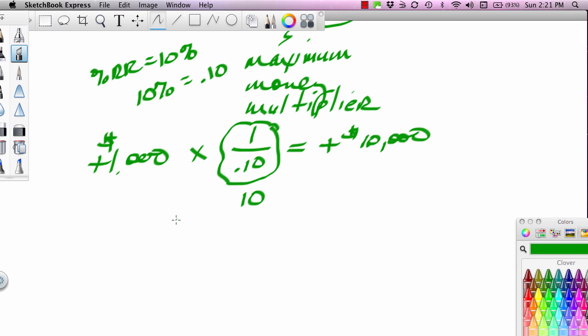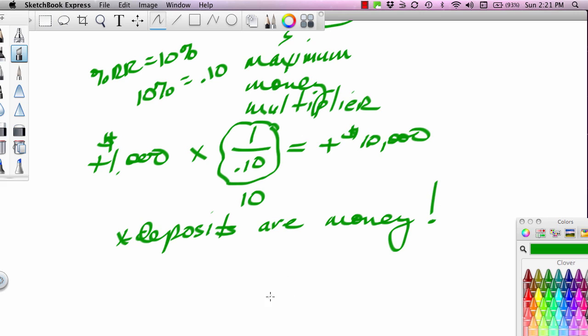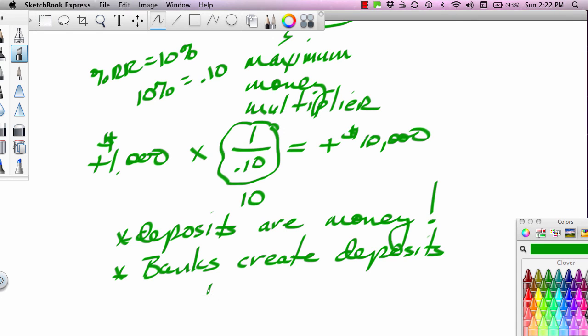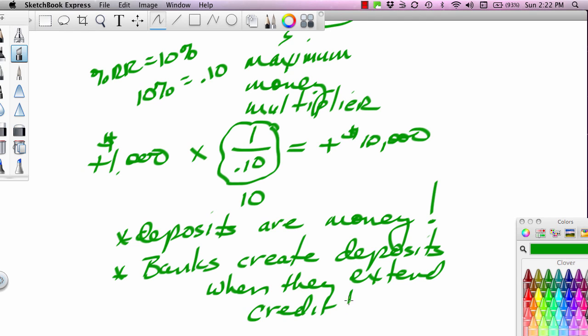And again, just keep in mind, deposits are money. Deposits are money. And who creates deposits? Banks create deposits when they extend credit. Which means, get ready, banks create money. Banks create money.